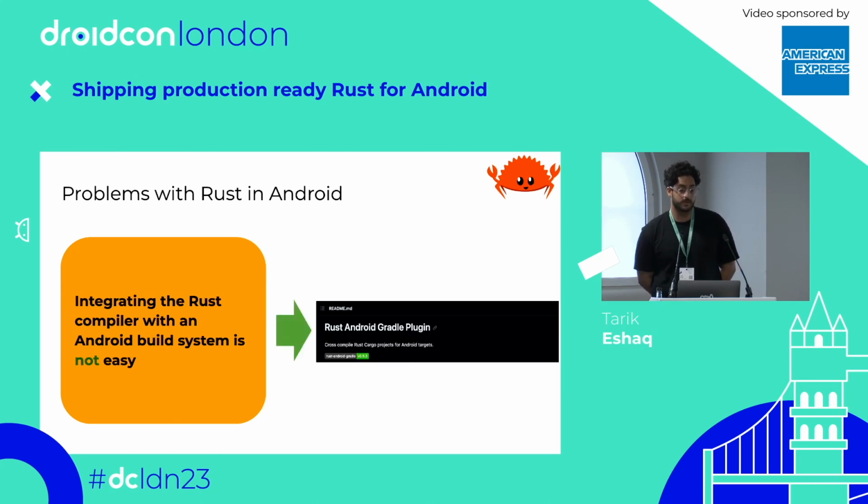Luckily, Mozilla is open source, and we've had this open for a while, a Rust Android Gradle plugin that will run your compiler, or the Rust compiler, as a part of your Gradle tasks. And you can add that directly into your Android build system.